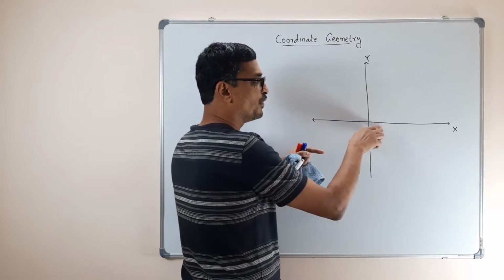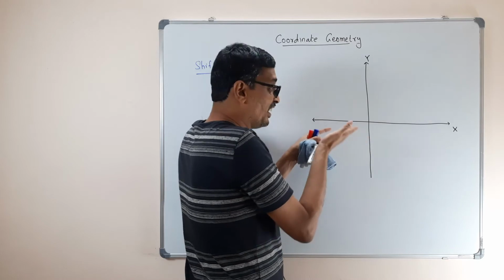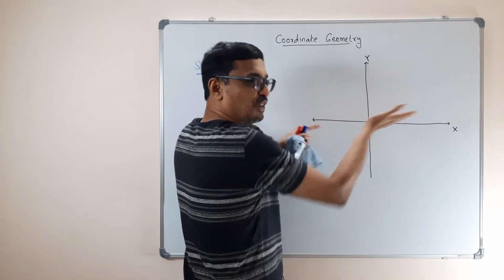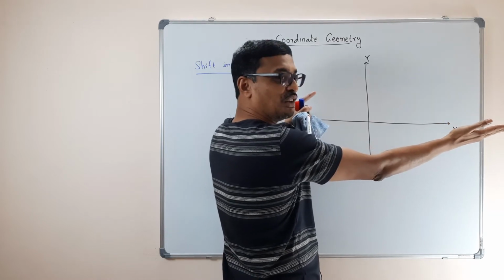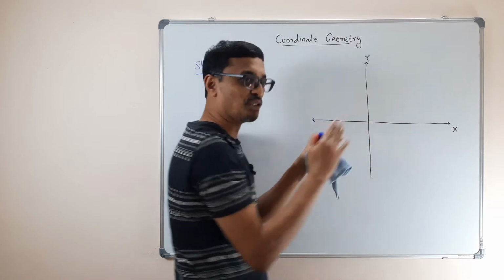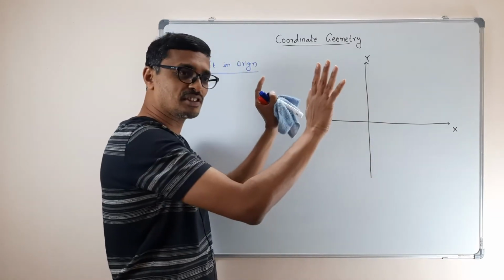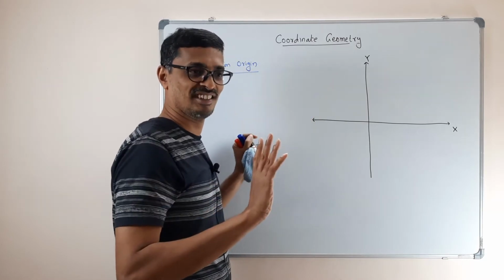What will be the value of y on the x-axis? 0. Okay, so here the locus condition is y equal to 0. The x-axis is also a locus with the condition y equal to 0. Similarly, the y-axis is also a locus with the condition x equal to 0. So that's the thing. All curves in this coordinate plane that you draw are basically loci.